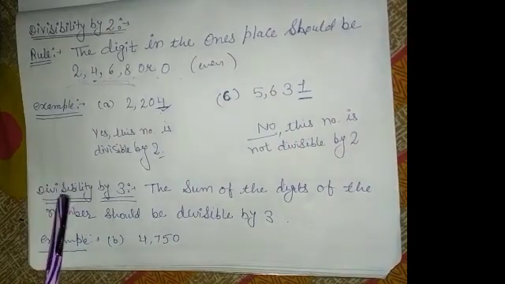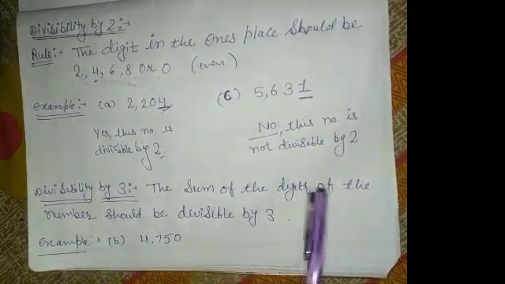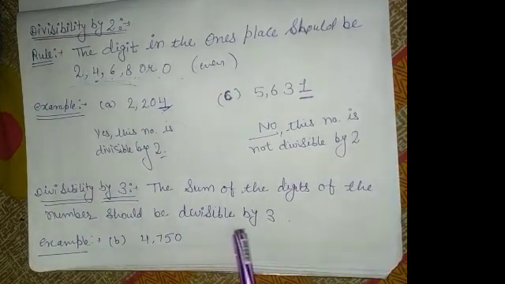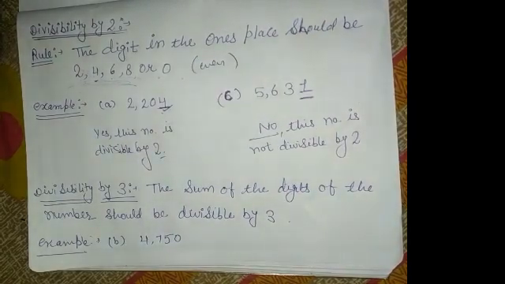Next is divisibility by 3. The rule is saying that the sum of the digits of the number should be divisible by 3. Right, means the sum of the digits of the number given to you should be divisible by 3. Let's take one example.